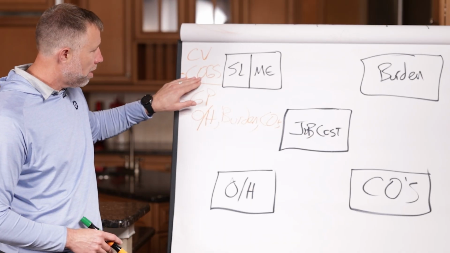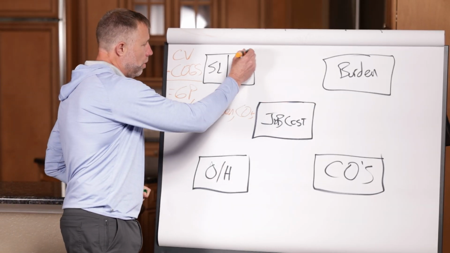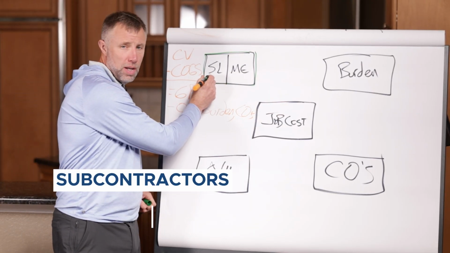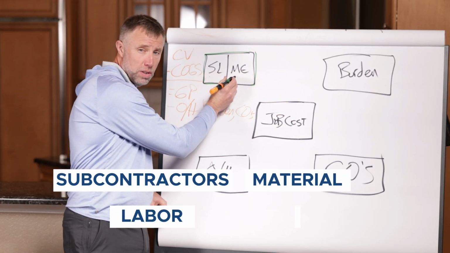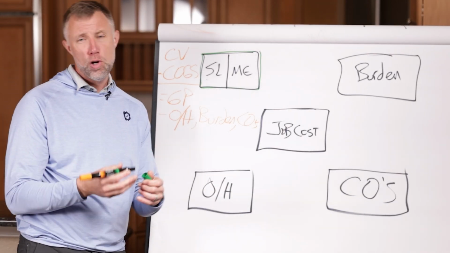Let's start with cost of goods up here at the top because that's going to be your biggest one. And it ties straight into what we call this slime right here. What do I mean by that? These are subcontractors, labor, material, and equipment. So those four elements there are usually what make up the bulk of cost of goods.